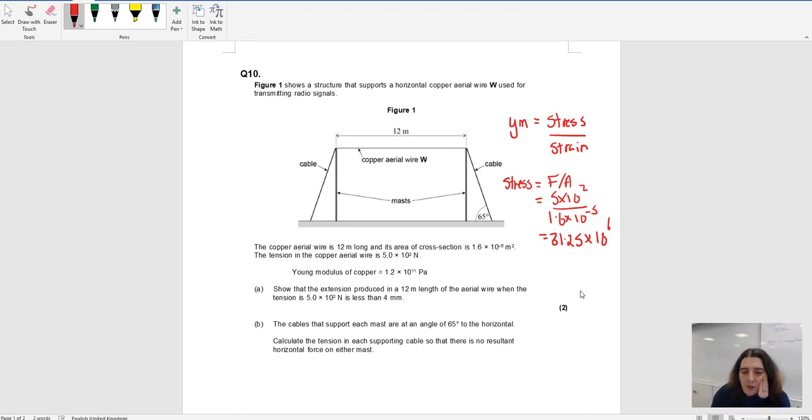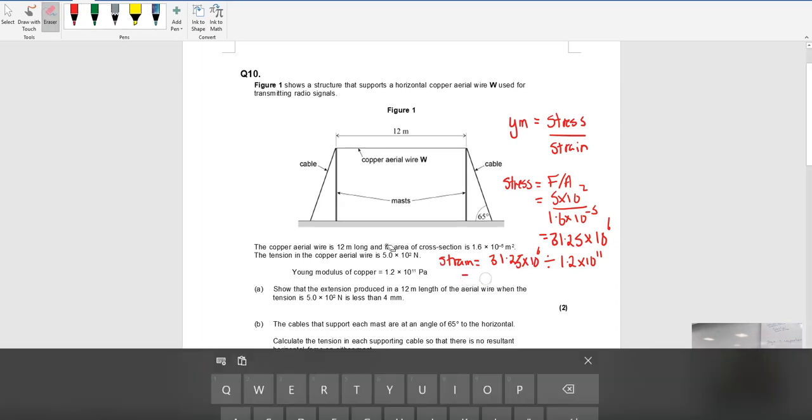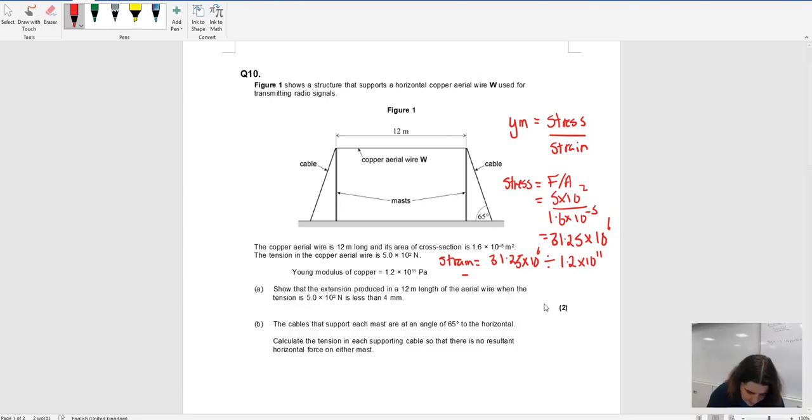Okay, so my strain is going to be my stress divided by my Young's modulus. So strain equals my stress, which is 31.25 times 10 to the 6, divided by my Young's modulus, which is 1.2 times 10 to the 11. So my strain is going to be 0. Whoops, no, not 0, sorry. It's going to be 2.6 times 10 to the minus 4.